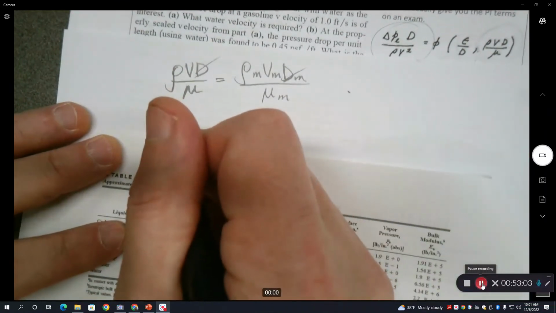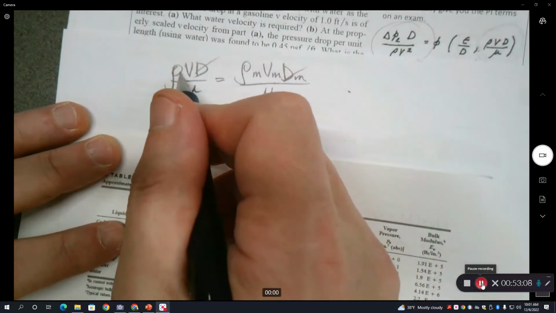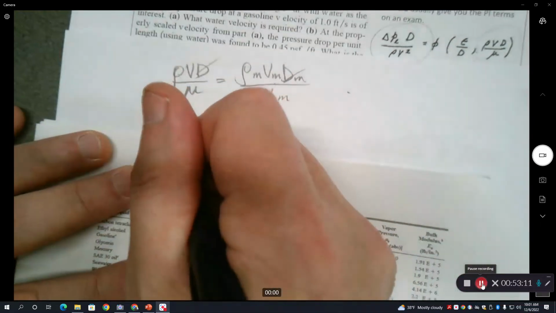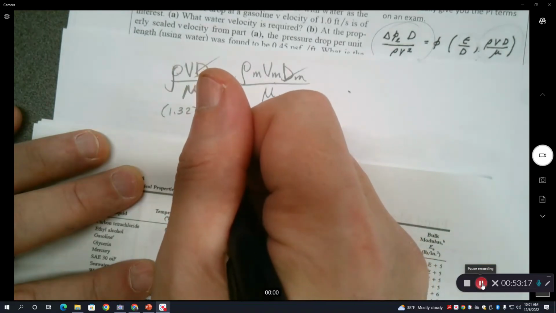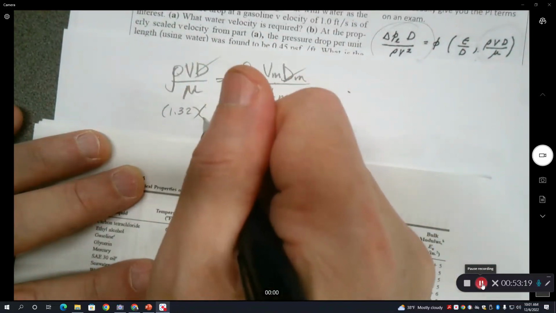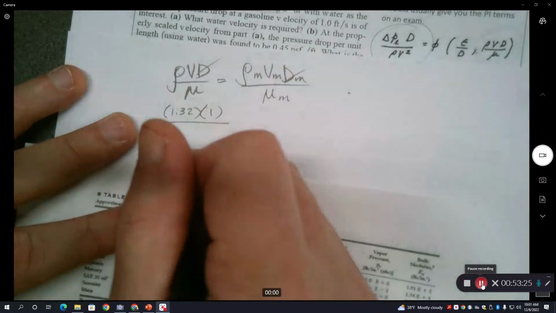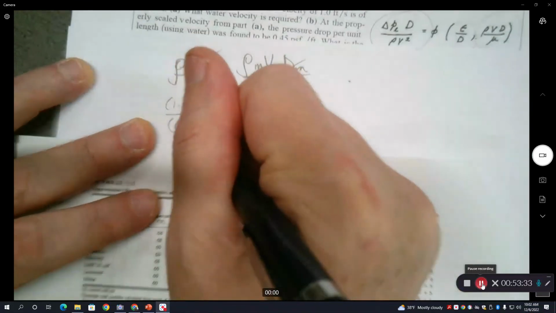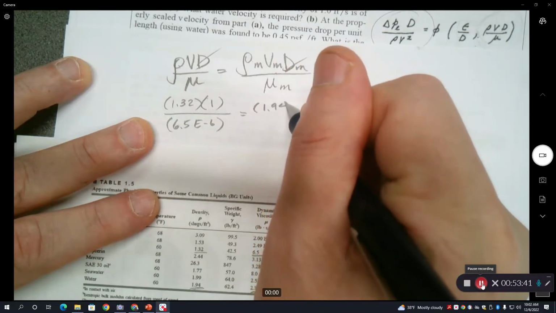And so this is the real one, and this is the model. We have the density of gasoline right here, 1.32, and the velocity that we want is 1 foot per second, and divide by the viscosity here, 6.5 e to the minus 6. And then they're using water here for the model, 1.94.